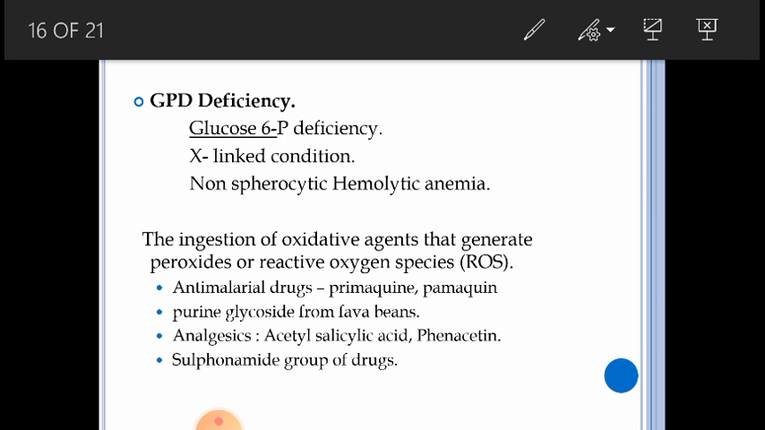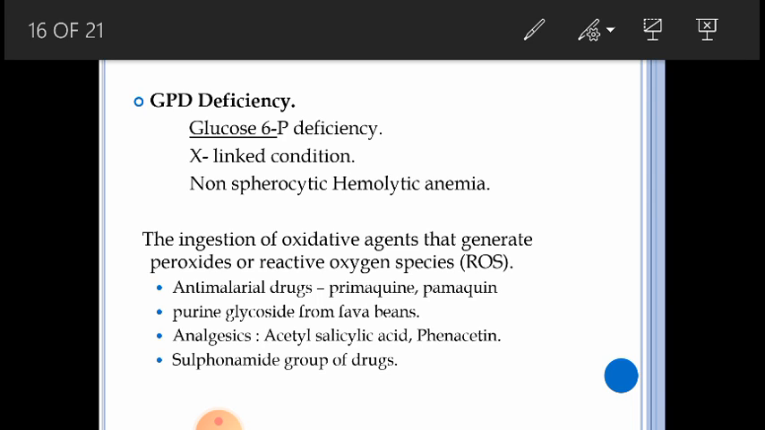The deficiency will lead to a drug-induced hemolytic anemia or spherocytic hemolytic anemia. So the main symptom is hemolytic anemia, drug-induced hemolytic anemia. This G6PD deficiency is manifested only when they are exposed to drugs or toxins. For example, anti-malarial drugs like primaquine, and this primaquine can stimulate peroxide formation inside the RBC.